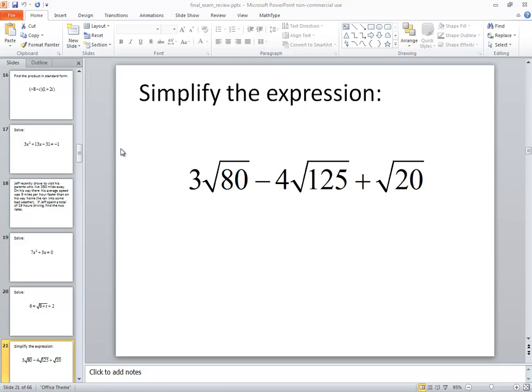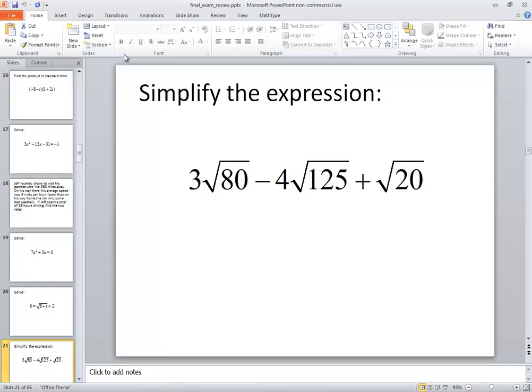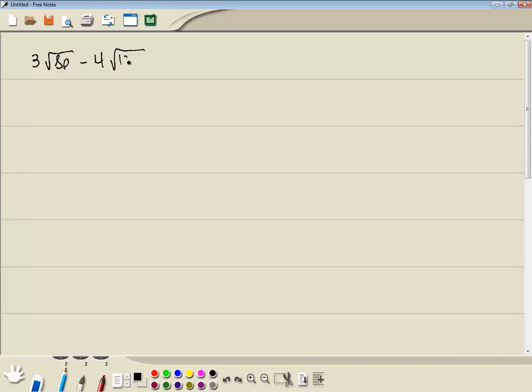Let's take a look at this problem. We got 3 square root of 80 minus 4 square root of 125 plus square root of 20.